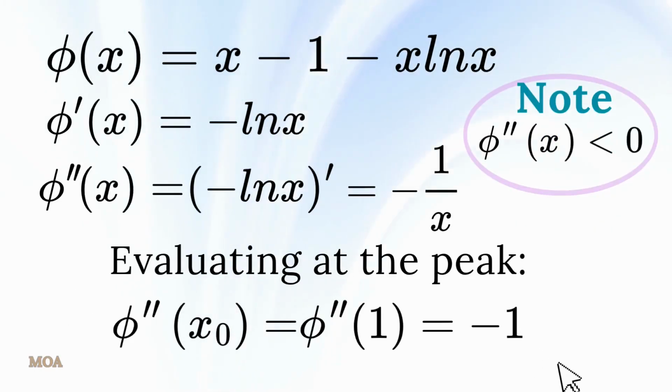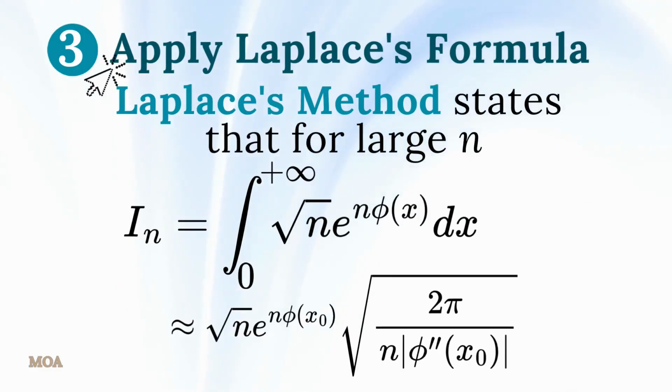The second derivative of phi at x sub 0, which is the second derivative of phi at 1, equals negative 1. At this stage, we apply Laplace's formula. Now we reach the most critical step. As n grows large, we do not need the entire function, only the peak matters.